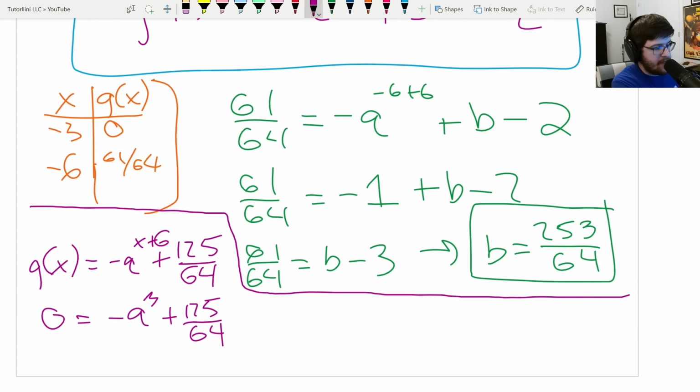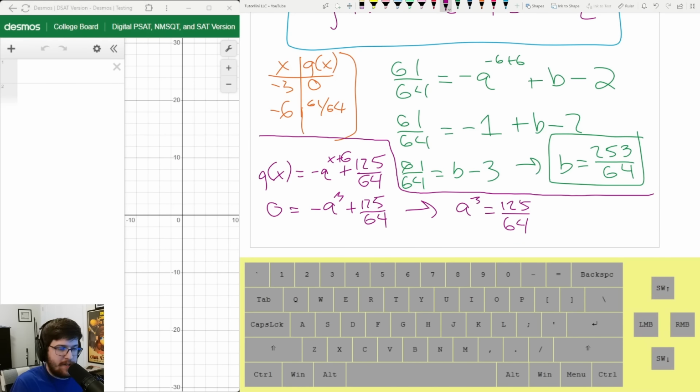Okay, so why don't I just add a cubed to the other side? It doesn't matter. The negative's going to go away anyway. So I get a cubed equals 125 over 64. And now I will take the cube root of both sides to figure out what a is. The cube root of 125 over 64, and I get 1.25, or 5 over 4. And both of those are the answer. Either of those are acceptable.